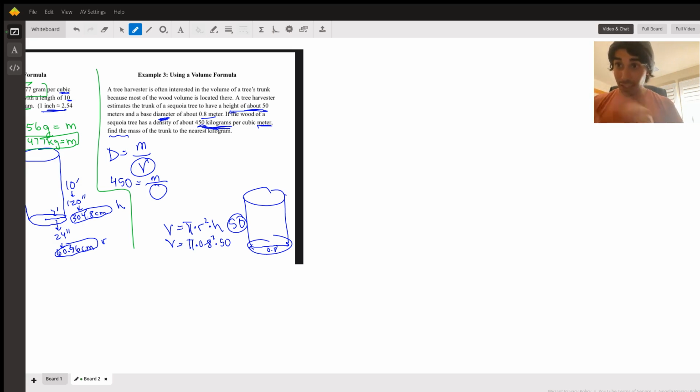The radius is half of the diameter, so half of 0.8 is actually 0.4. Notice, if they give you the diameter, you're going to cut it in half every single time for these formulas, because these volume formulas are always going to want the radius. So that 0.8 needs to be a 0.4. So pi times the radius, which is 0.4, not 0.8, squared, times 50, which is the height. Take that to the calculator and get your volume.